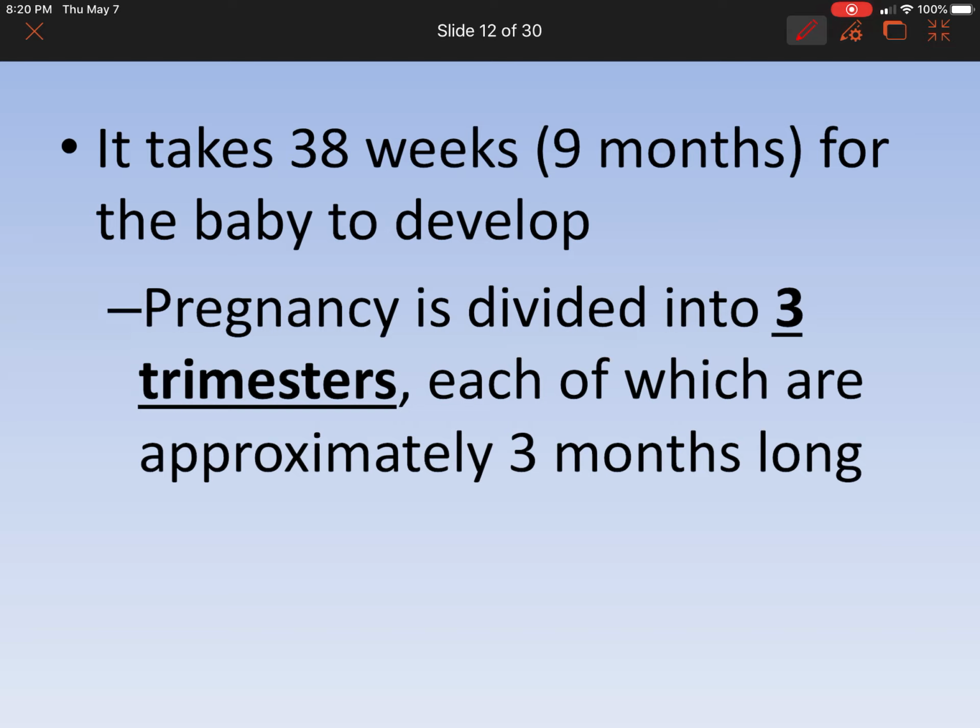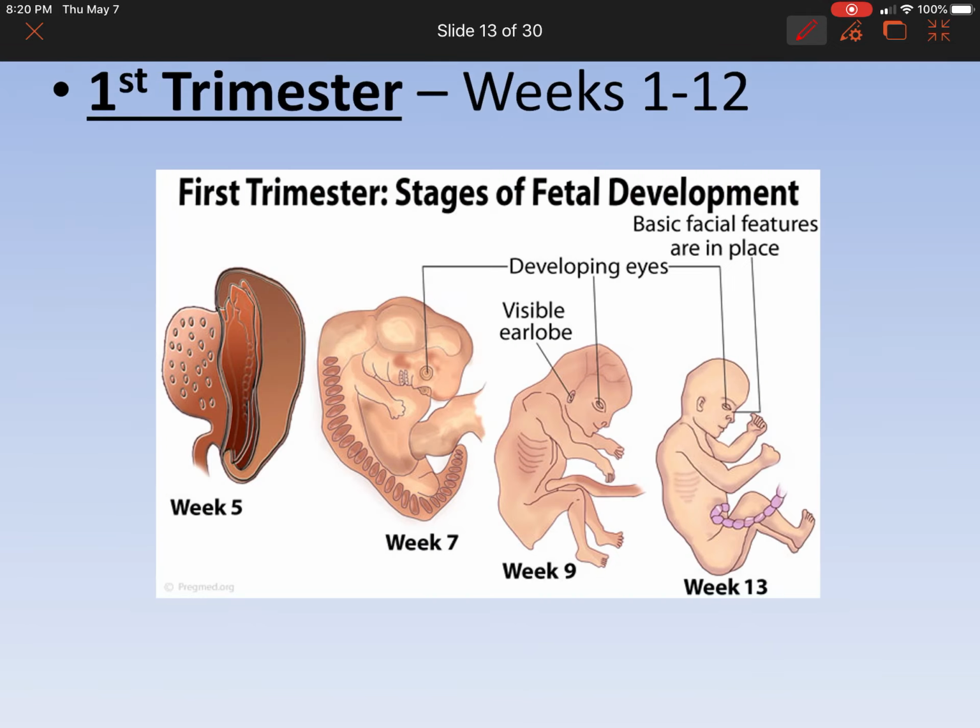Now it takes 38 weeks, so that's where we get our 9 months from, for the baby to develop. So when we talk about pregnancy as being 9 months, but when someone's having a baby, you tend to track the development in terms of weeks. So 38 weeks. Pregnancy is divided into 3 trimesters. So the word trimester, it's 3 because of the tri here, right? That means 3. And each one of them is approximately 3 months long. We're going to talk about how they develop. So this is the first trimester. So this is weeks 1 to 12.